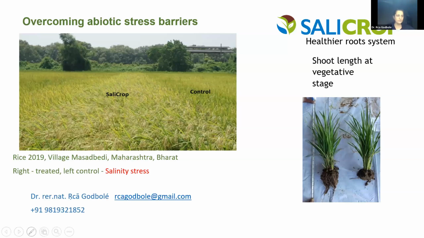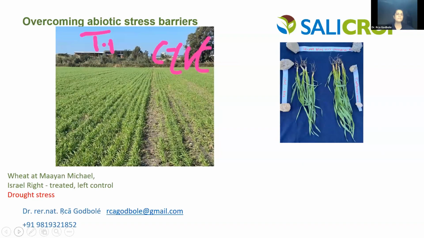Similarly, I'm showing you some work we're doing with wheat in Israel. These are the latest pictures. Even here, you can see that this picture was taken 2 days back, and this is drought. We are trying to mitigate the drought stress. You see the difference between treated and control or untreated seed, that the vegetative growth itself is affected. And again, this point is underscored in this particular slide.